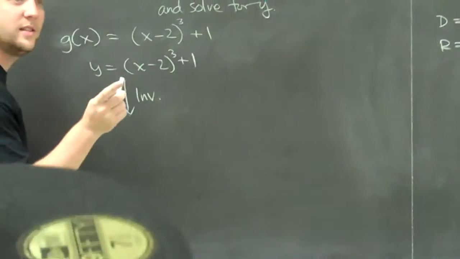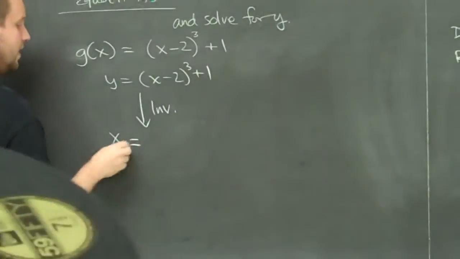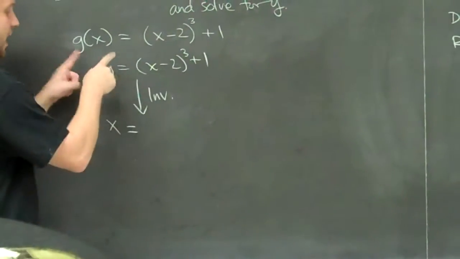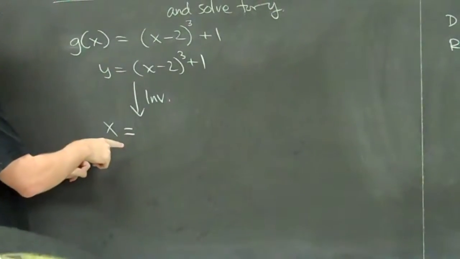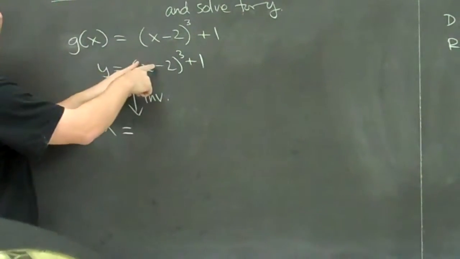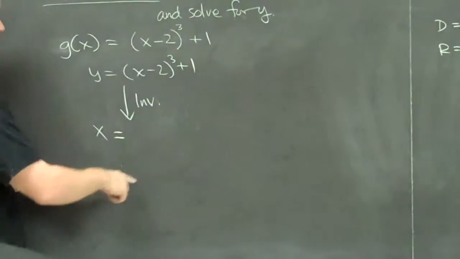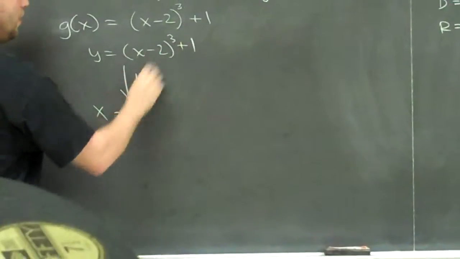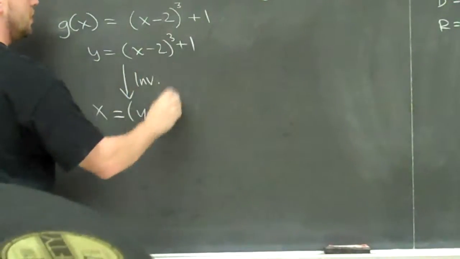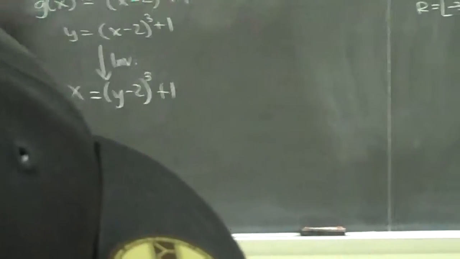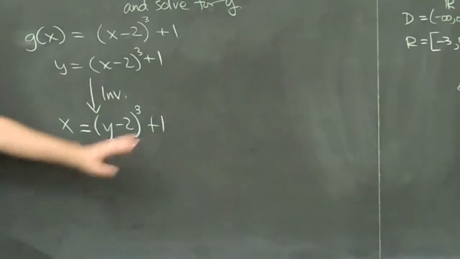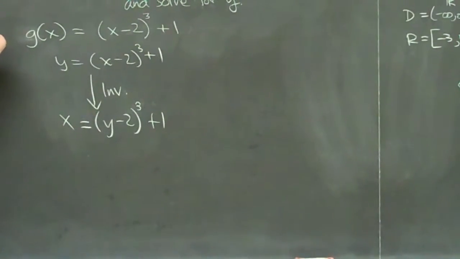Wait, say it again? x minus 2 cubed equals y plus 1. Nope. I actually take anything that's a y, and I call it x instead. And I take anything that's an x, I call it y instead. So it's going to be, instead of y equals, x equals (y minus 2) cubed plus 1. Let's solve for y.